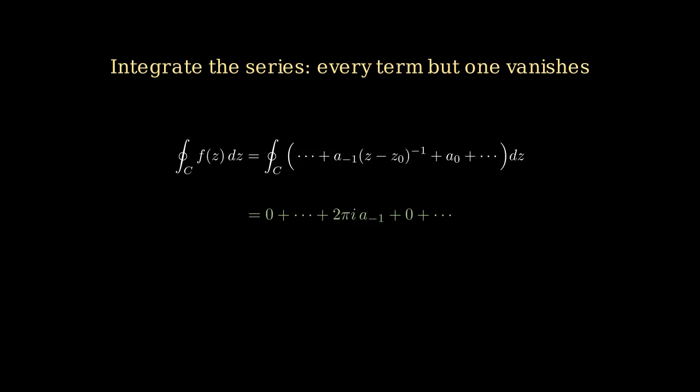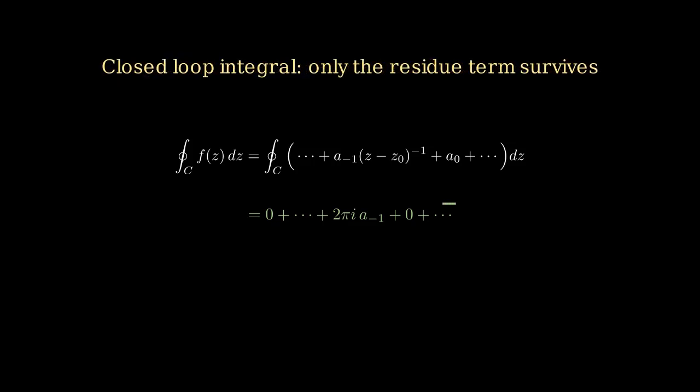Here's the remarkable fact: if you integrate a Laurent series around a closed loop term by term, almost every term vanishes completely. Only the -1 power term survives, no matter what curve you integrate around. Pattern to recognize, closed loop integral of a Laurent series: everything cancels except the residue term.